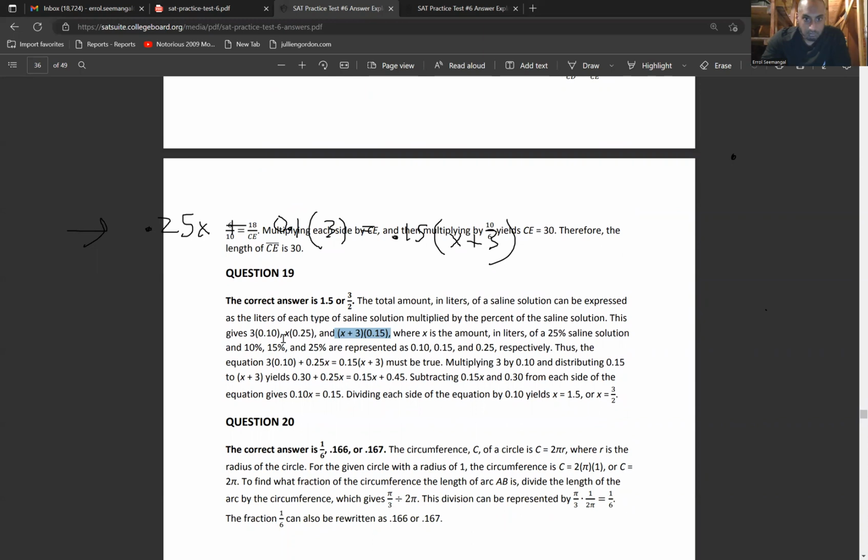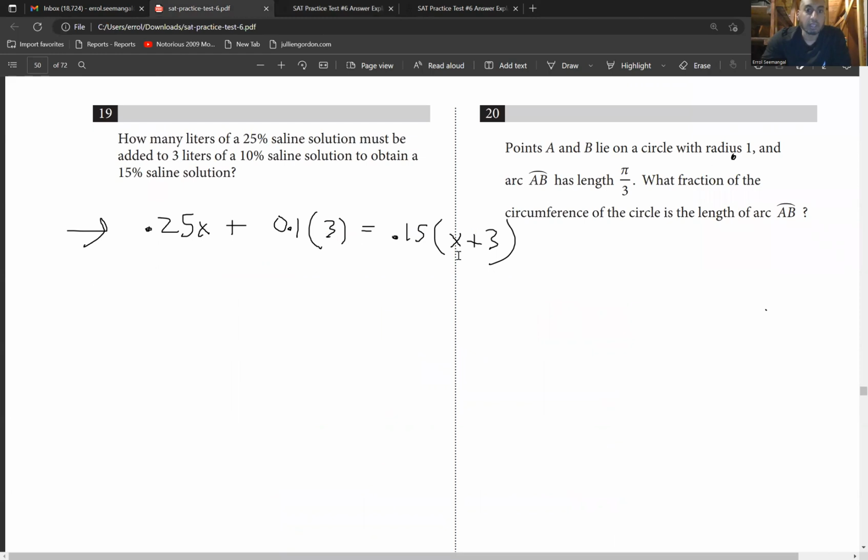0.25x. Okay, there's your 0.25x. There's your 3 times 0.1. And here we go. This is what we're looking for. Okay, yeah, x plus 3. Why is this x plus 3 here? Oh, yeah, it is. Oh, yeah, we got it right.